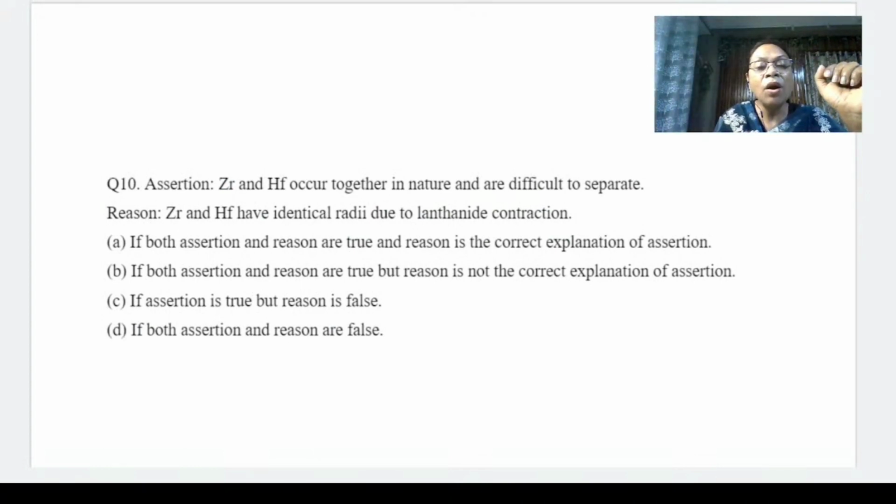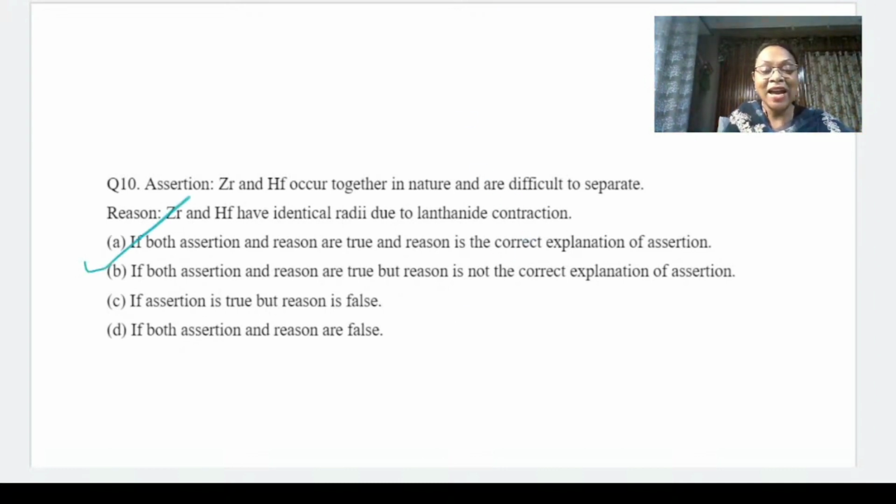And the last but not the least, please hang on, it's just a few minutes. Zirconium and hafnium occur together in nature and are difficult to separate. You must know that they are called chemical twins. If you didn't, it's information for you. Reason: zirconium and hafnium have identical radii due to lanthanoid contraction. Not only do they have lanthanoid contraction, they fall in the same group. So the group matches and the properties match. Naturally, the reason and the assertion go hand in hand. So yes, A is the correct answer.